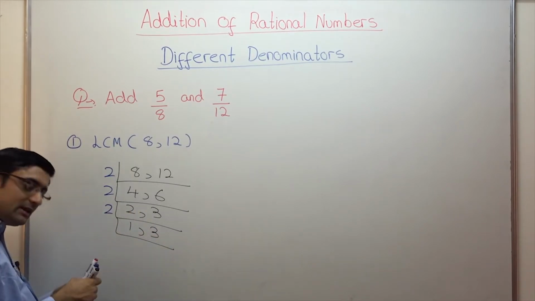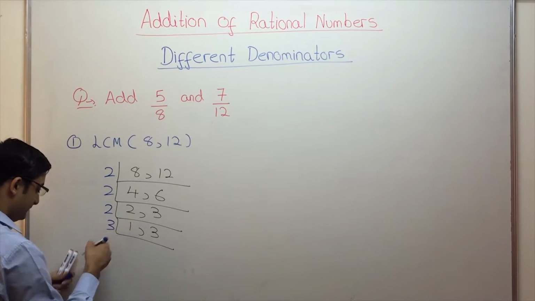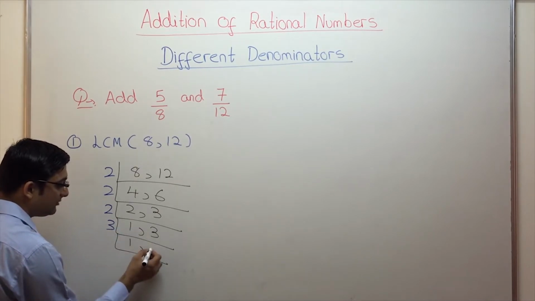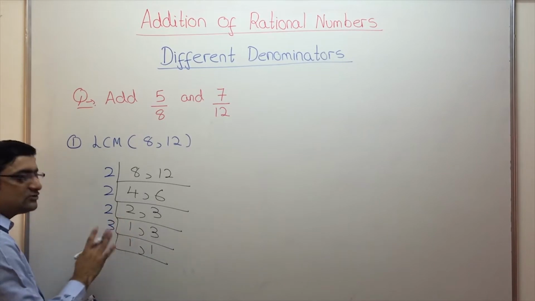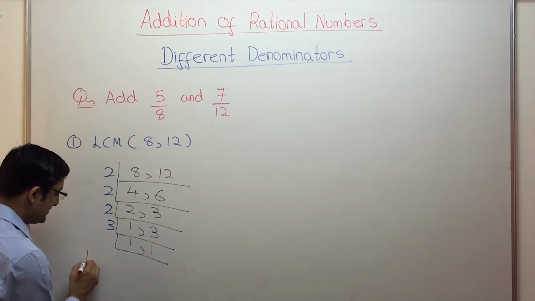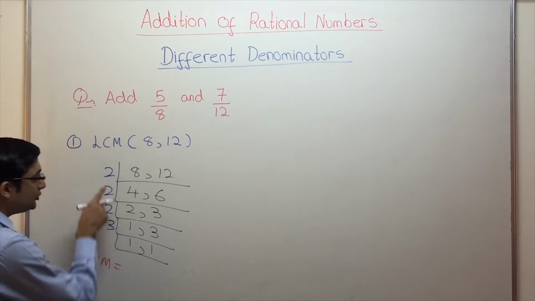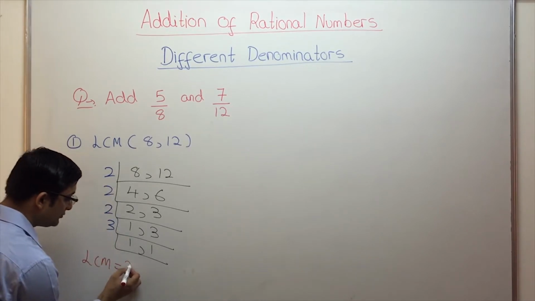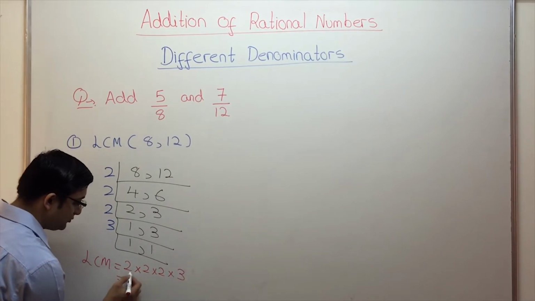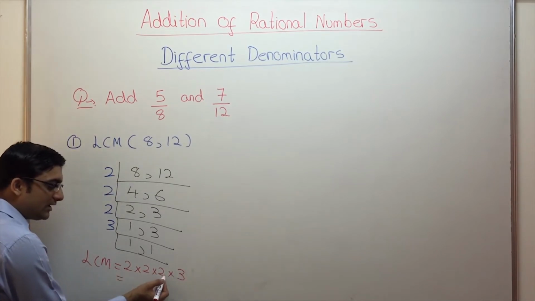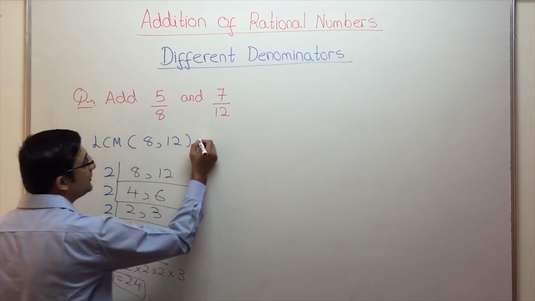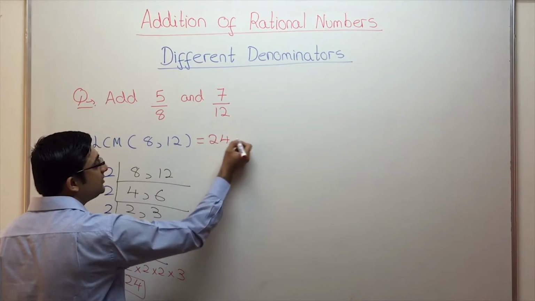3 is the only prime left, so divide by 3. So we get 1 divided by 3, 1. 3 divided by 3, 1. That is, 1 is not divisible by 3, so I've copied 1. So 1, 1. So now let's get the LCM. So LCM is equal to 2 into 2 into 2 into 3. 2 into 2, 4. Into 2, 8. Into 3, 24. So what is the LCM? It is 24. So the first step is get the LCM of the denominators.